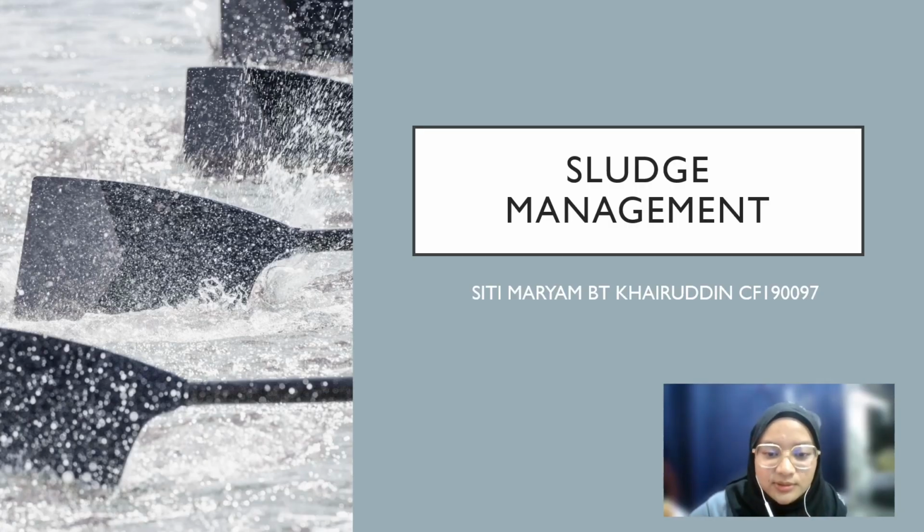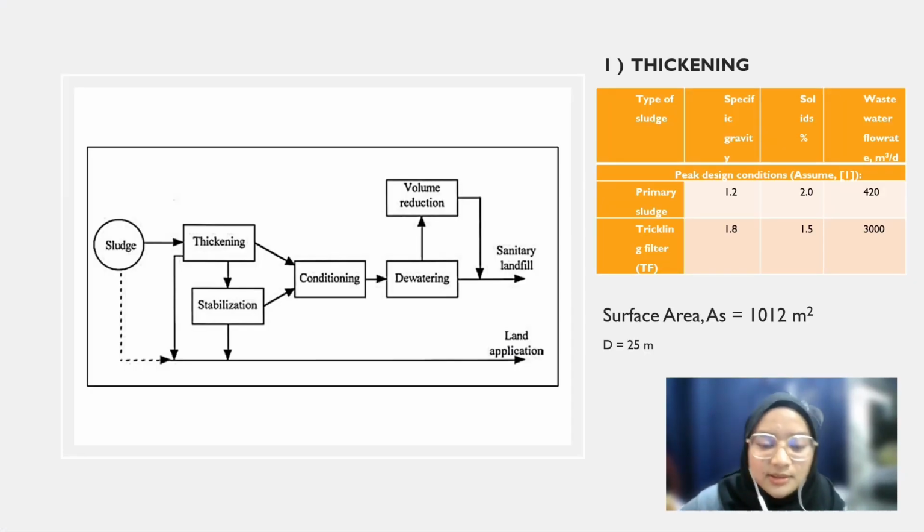Next, I'm going to continue with the proposal of the sludge management. This is the chart of the sludge processes until the disposal. Firstly, through the process of thickening, the surface area calculated is 1012 meters squared and the depth is 2.5 meters.